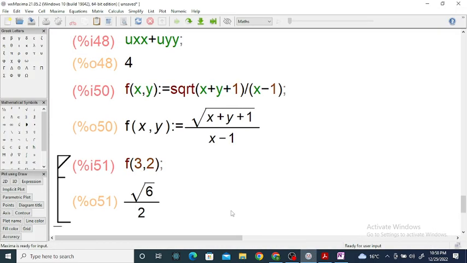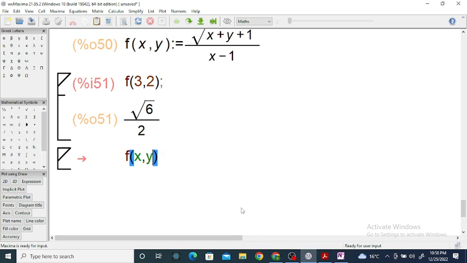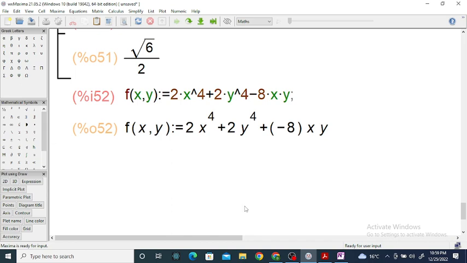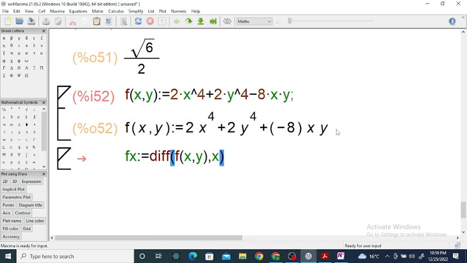So I'm going to take a simple example of how to find the critical points of the given function f of x, y. We know that at critical or stationary points, f of x is equal to 0 and f of y is equal to 0. So if I write this function as 2 times x raised to 4, plus 2 times y raised to 4, minus 8 times x y. So this is f of x, y, and now f of x is the partial derivative of this function f of x, y with respect to x.